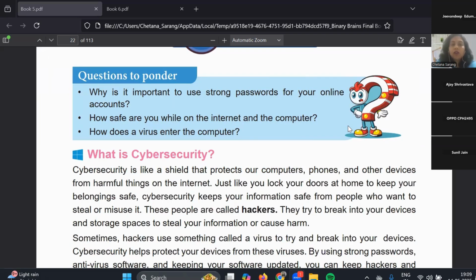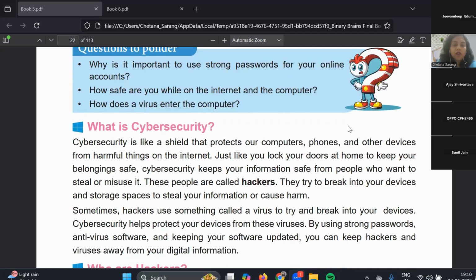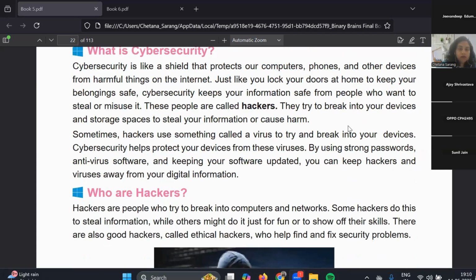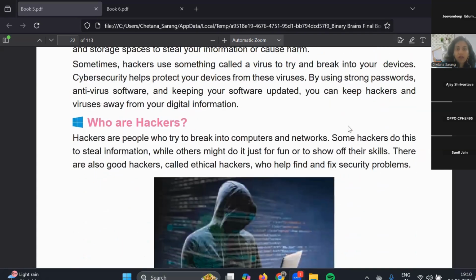We talk about the requirement of strong passwords, how they shouldn't be shared with anyone, how passwords have to be changed frequently, and who are called hackers. Hackers are those who try to break into computers and networks when the computers are connected with each other. Somebody who intervenes into those networks and taps the information, they are called hackers.